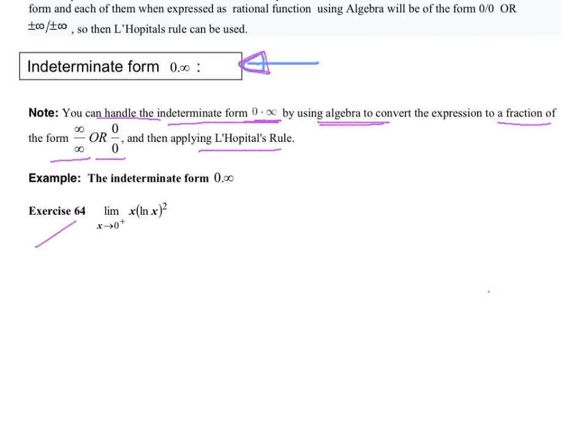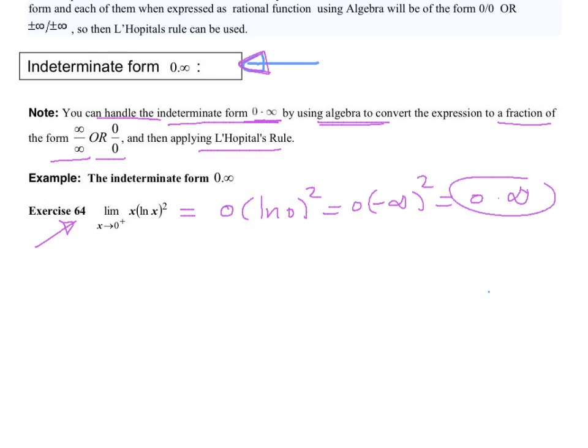So let us see this example. Limit of x (ln x)^2 as x approaches 0. By substitution, this is equal to 0 times (ln 0)^2, which is 0 times (minus infinity)^2, which is equal to 0 times infinity. Now, to use L'Hopital's rule, we are going to start by writing it as a ratio. We can bring either x to the denominator or this other factor. It will be easy to bring this x to the denominator as 1 divided by x.